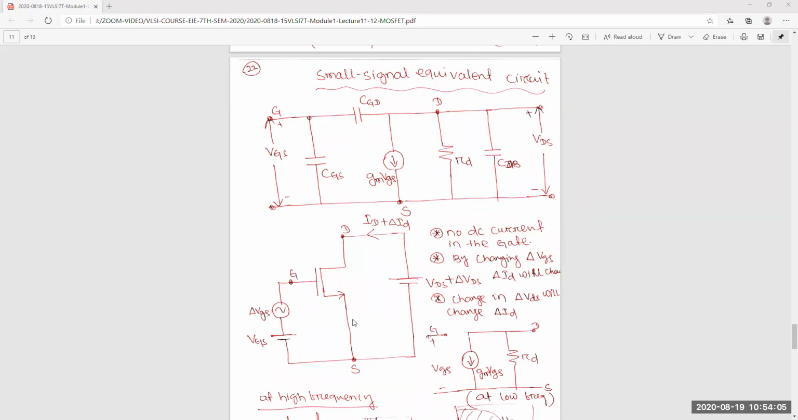Sir, here we do not take the channel length modulation, or do we take it, sir? Yes, channel length modulation is there.